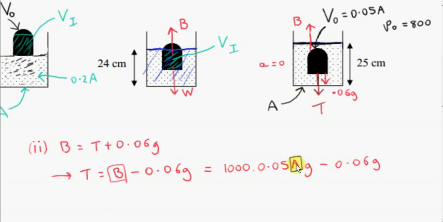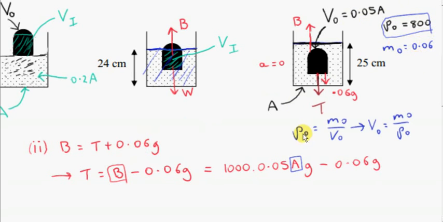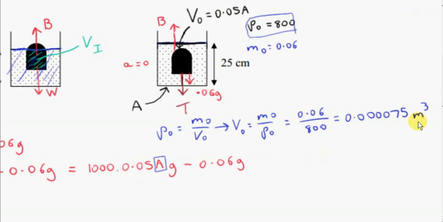Well, we know that the volume of the object is 0.05 A, and we know the density of the object, 800. And we know the mass of the object, which I'll write as M0. We're given the mass of the object in the question. It's 0.06. So the density of the object, rho 0, is the mass of the object divided by the volume of the object. We can rearrange that to get the volume of the object: V0 is M0 divided by rho 0. So here's the volume.